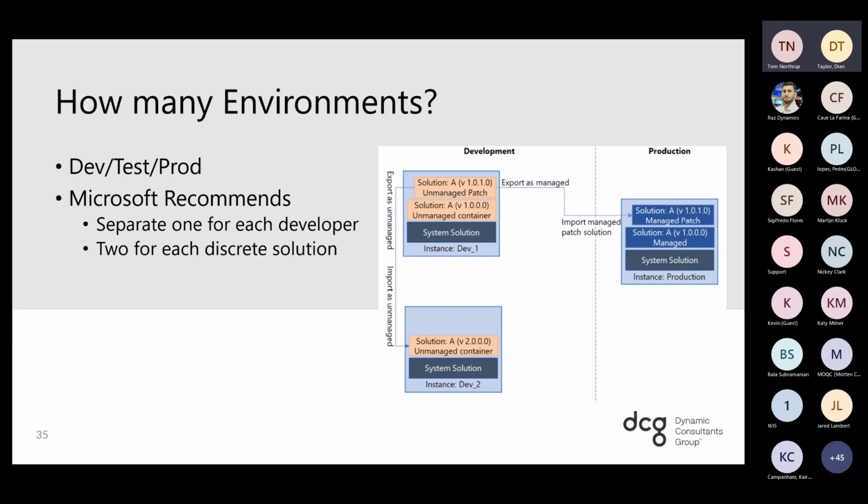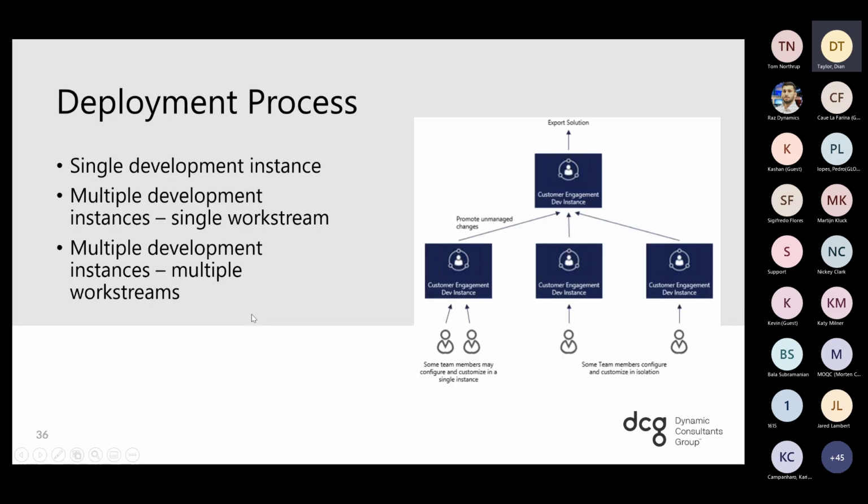Microsoft's recommendation, this is crazy, is an environment for each developer. So you have a common environment, and then the developer exports, has a mimicked environment. They work in their mimicked environment, and then they import changes to the common environment together. That's a little too much in my mind. Really, we stick with dev, test, and prod.